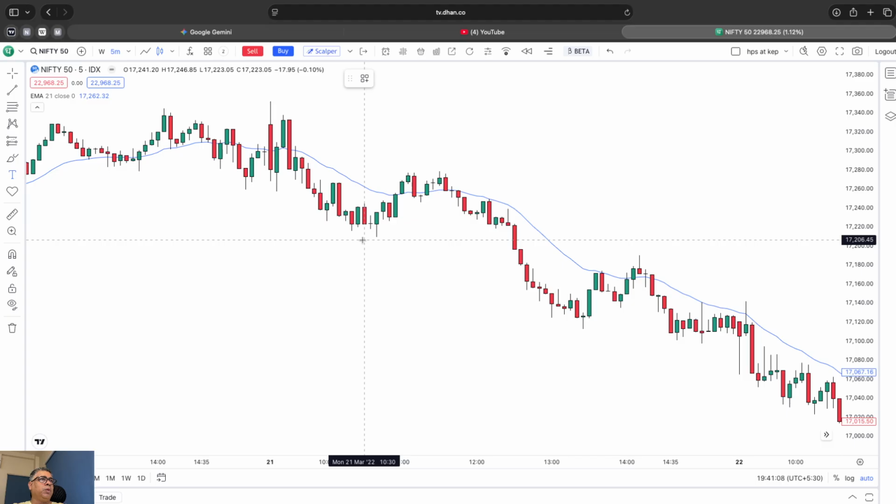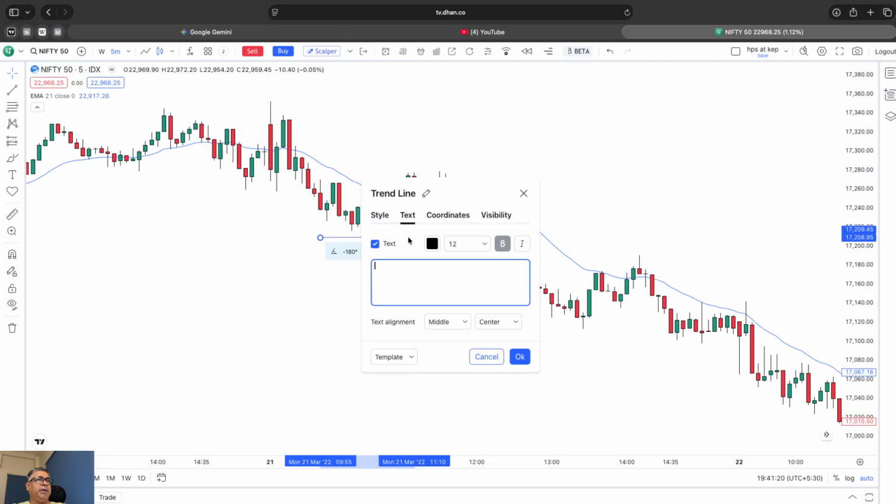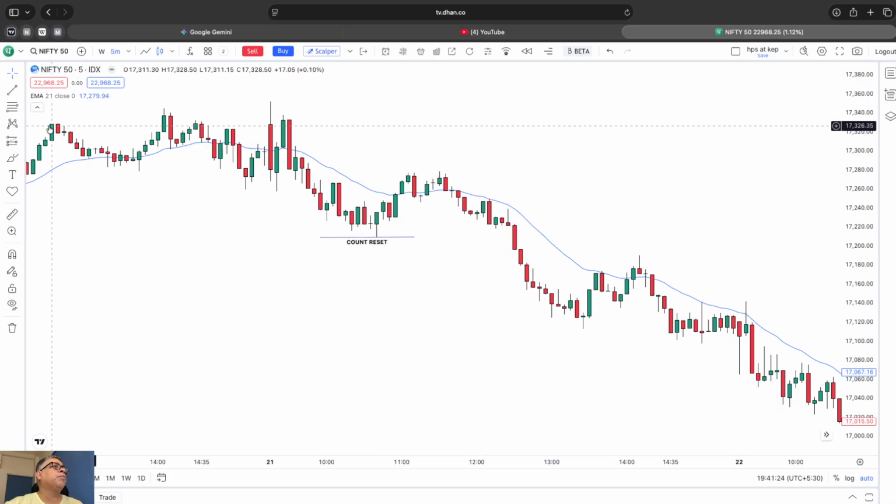Let me show an important point. What I am trying to show you here is the double trap. The market was going down. This is swing low. Our count gets reset here for shorts. Then this red bar broke the low of previous bar. So this is one entry short, first entry short.